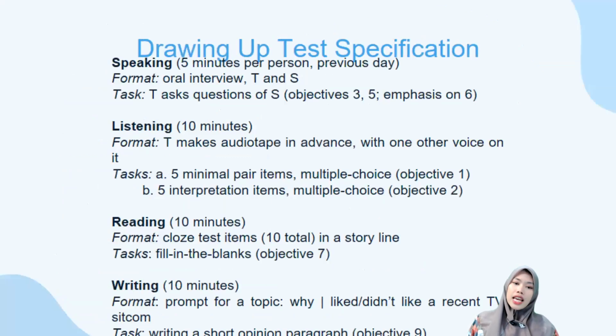Okay, next is drawing up task specifications. Speaking, 5 minutes per person, and previous days. The format is an oral interview, teacher and student, and the task is the teacher asks questions of the student, objective 3, and then emphasize on 6. And then listening, 10 minutes. The teacher mixes audio in advance with one other voice on it, and so on. And then reading, 10 minutes. Format: closed test items, total questions is 10, in a storyline, and the task is fill in the blank. And then writing, 10 minutes, for topic 1.